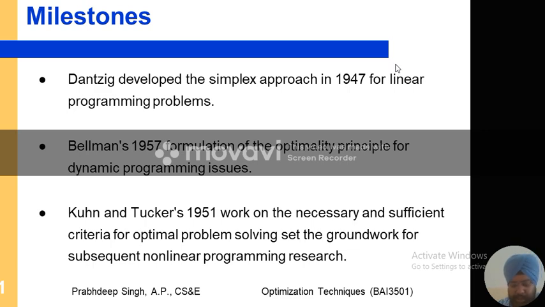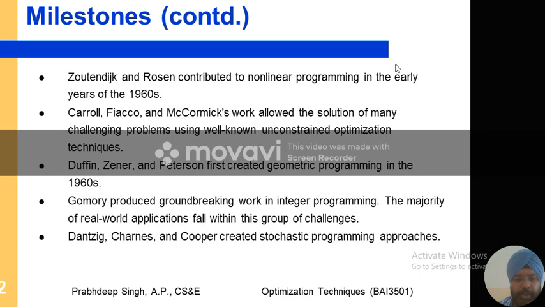Milestones regarding optimization techniques: Dantzig developed the simplex approach in 1947 for linear programming problems. Bellman formulated the principle of optimality in 1957 for dynamic programming problems. Kuhn and Tucker in 1951 worked on the necessary and sufficient criteria for optimal problem solving, setting the groundwork for subsequent non-linear programming research. Dantzig and Rosen contributed to non-linear programming in the early years of the 1960s. Carroll, Fiacco, and McCormick's work allowed the solution of many challenging problems using well-known unconstrained optimization techniques.